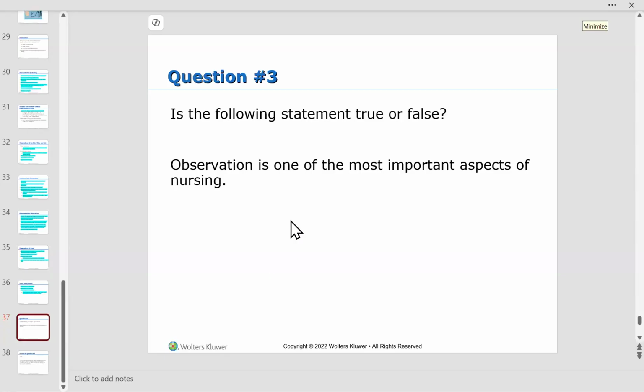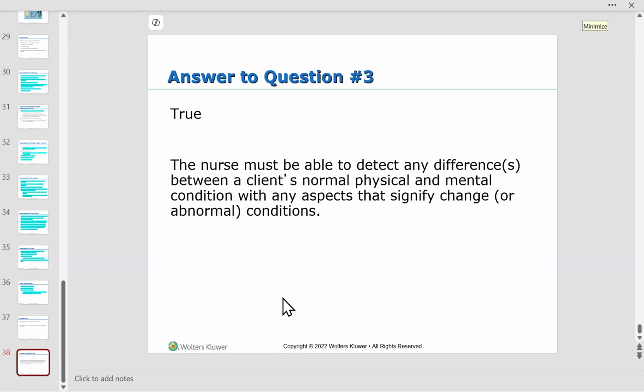Is the following statement true or false? Observation is one of the most important aspects of nursing. It's very important. I don't know if I'd call it the most important, but it's definitely important. And that is it for this one. So that was a lot of information.